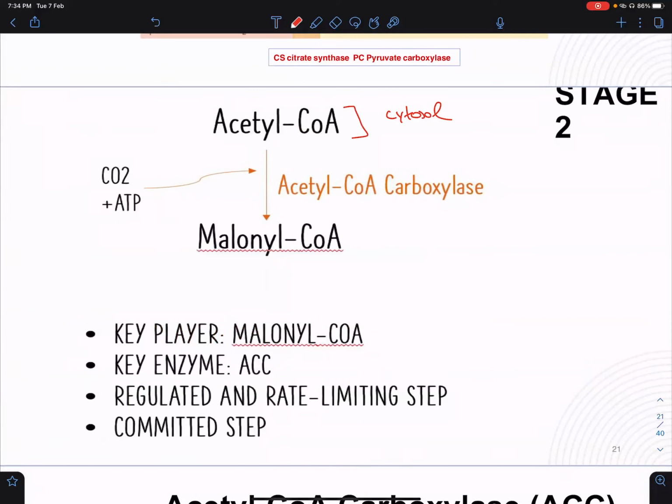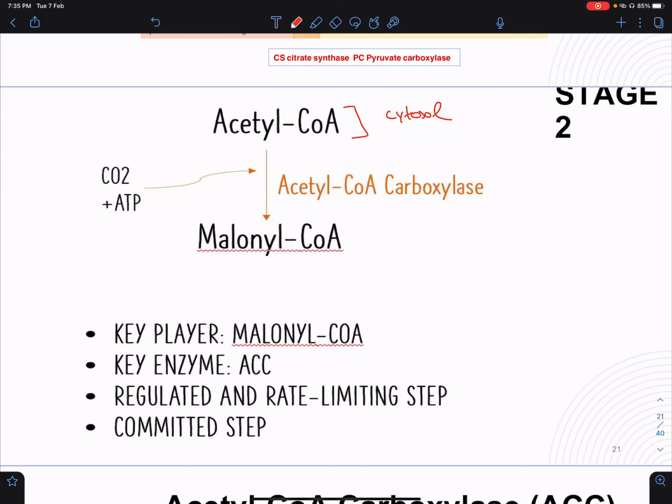Now, this step is the most important because it's the rate-limiting step, it's the committed step, and it's the regulated step. What does regulated step mean? This is the most important part that's tested on in exams. Regulated step means most activators or inhibitors act on this enzyme. So this is the most affected one.